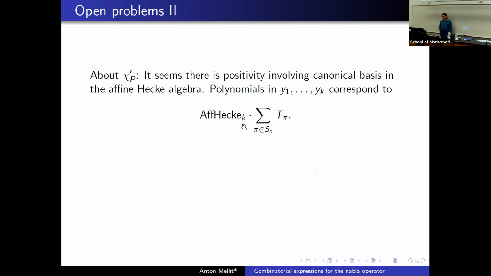The correspondence is given by this: if you have an element in the affine Hecke algebra, you can symmetrize it on one side, and you get a Laurent polynomial. That corresponds to polynomials in Y variables. So we are asking more generally for a canonical basis in the larger space Vk, which contains both symmetric functions in X and polynomials in Y.